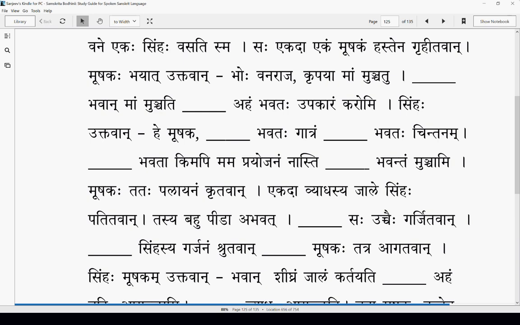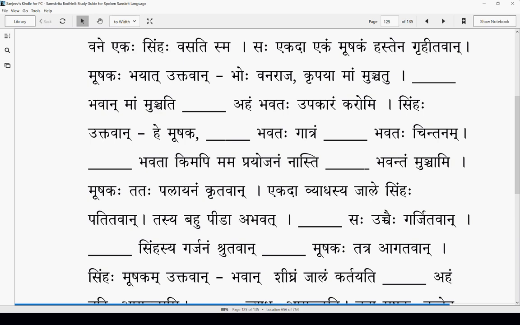Mushakaha bhayat uttavan. Bhayat, panchami bhakti. So moshaka bhayat uttavan. Because of or by or from fear, out of fear. He said, oh moshaka, the mouse.